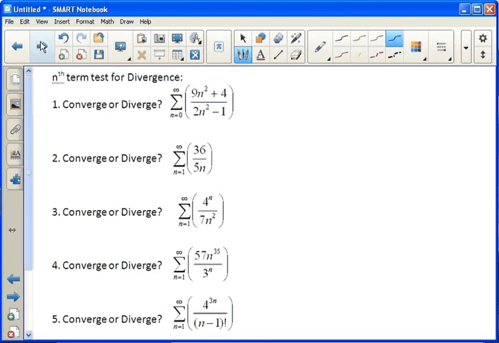So on this first one, the powers are the same. They're both n squared, so we just would use the coefficients. So the limit as this goes to infinity would be 9/2. Since that's not 0, that proves this diverges.